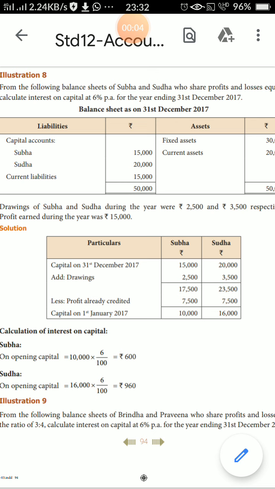Last class we studied interest on capital. The interest on capital formula is: interest on capital equals amount of capital into rate of interest. That is the interest on capital formula. Listen very carefully, students. This month is very important.